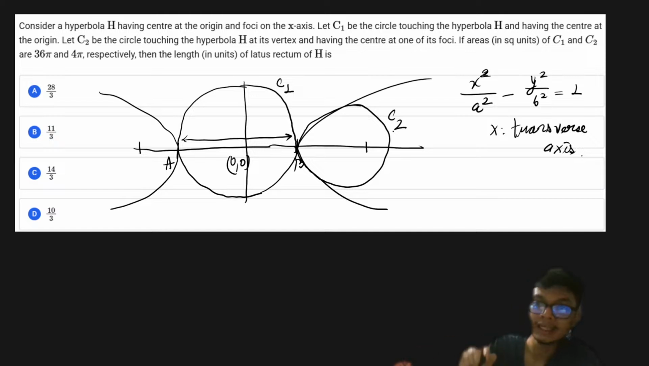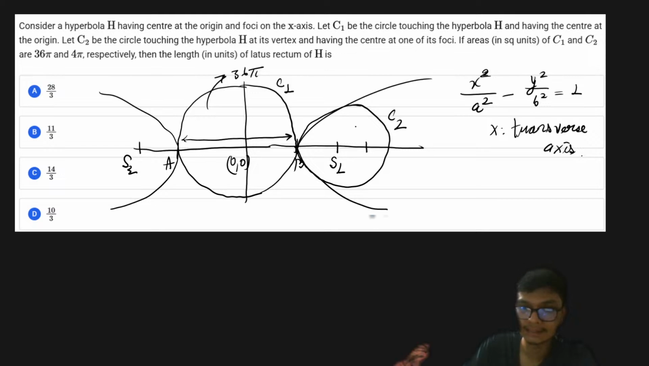Okay, touching the hyperbola at its vertex, right? And it is said that it is having the center as one of its foci, right? So let us call the foci S1 and S2. One of the foci, let us say this particular circle has center S1. And it is said that the area of the circle C1 is given as 36 pi square units, and similarly this particular area is given as 4 pi square units. From this, you have to find out what is the latus rectum of the hyperbola H, right?